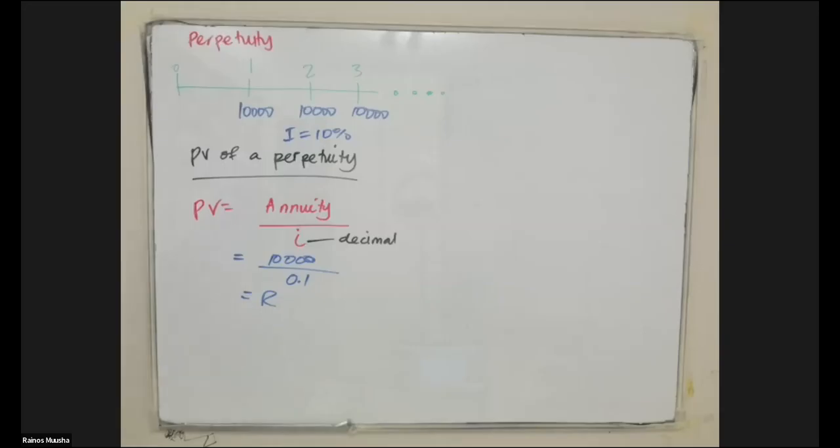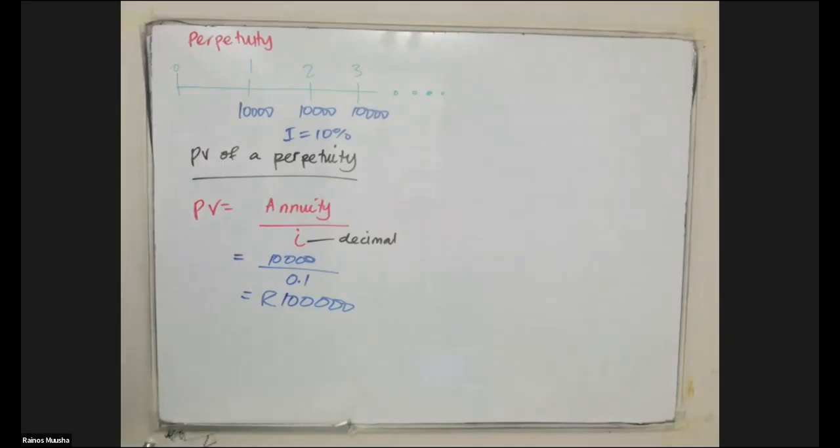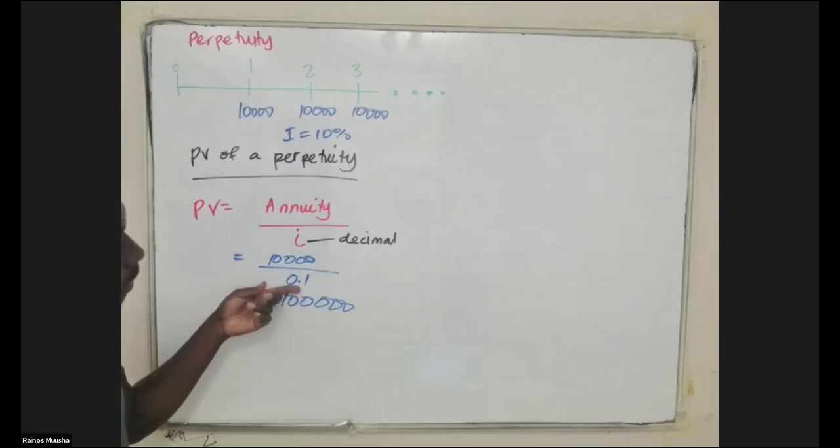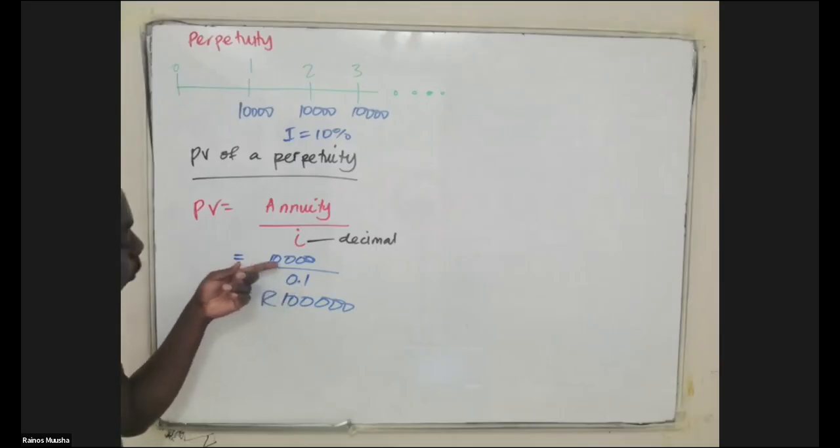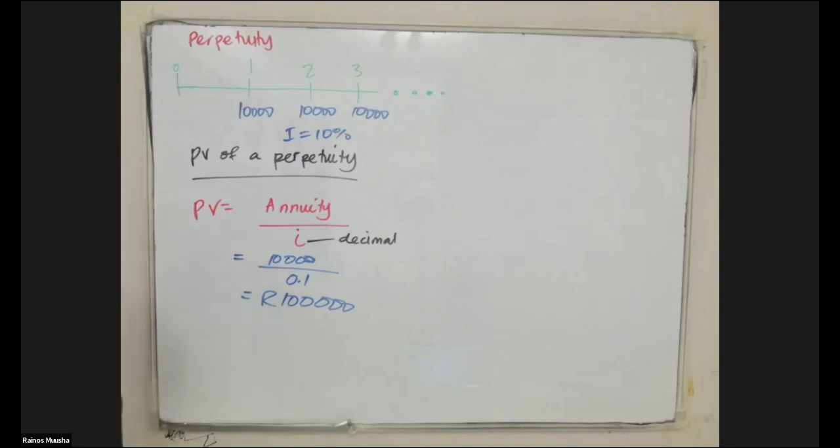How much do you get? 100,000. So in simple terms, we are also saying if you invest 100,000 today, earning an interest of 10%, you are able to withdraw 10,000 at the end of each year forever. So if you invest 100,000 today, earning a 10% interest, you are able to earn a return of 10,000 forever.